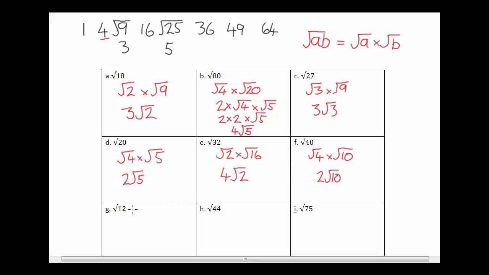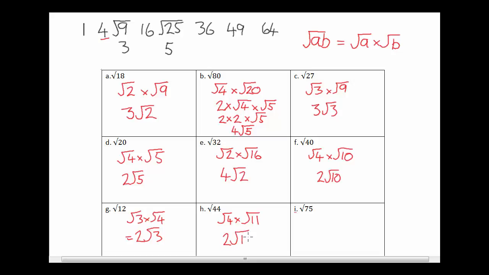We now go to the 12. Again, what times what equals 12? We can say that's root 3 times root 4, and that is equal to 2 root 3. And 44, well, that's root 4 times root 11, and that gives you 2 root 11.